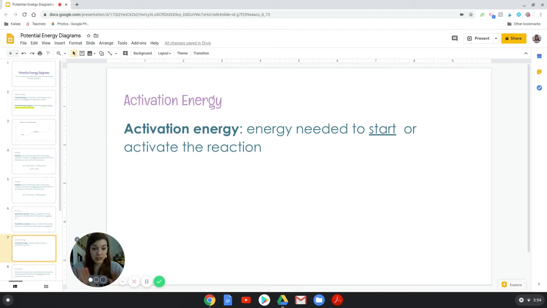Some things need a little boost before they react. Things that you can just put in contact with each other and then all of a sudden they're reacting, that is an exceptionally low activation energy. A lot of things do need a little kick to get them moving.